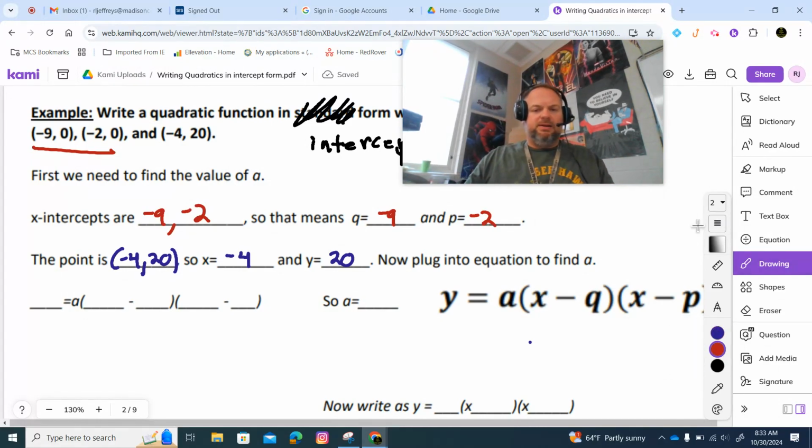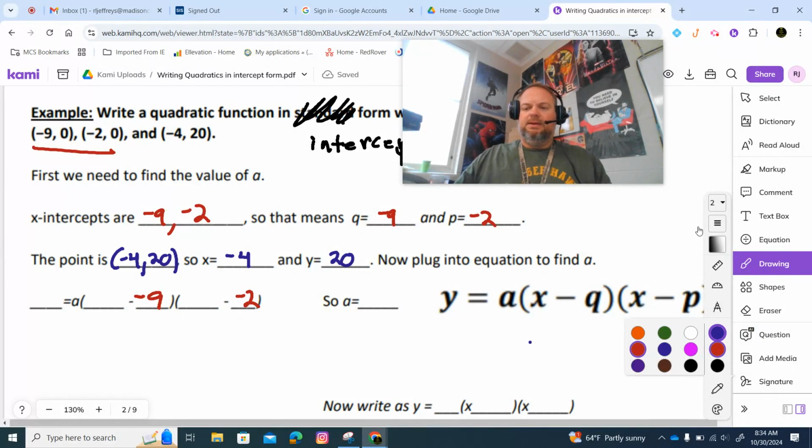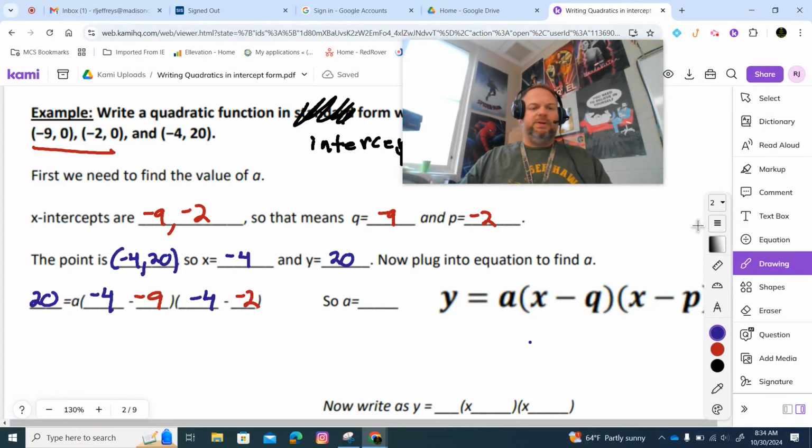So right here, this is our Q. So I'm going to put -9 and -2. My X's are here and here. So I'm going to put -4 here, -4 here. And I'm going to put 20 here.